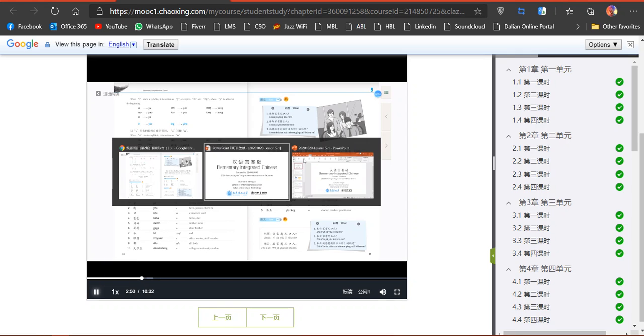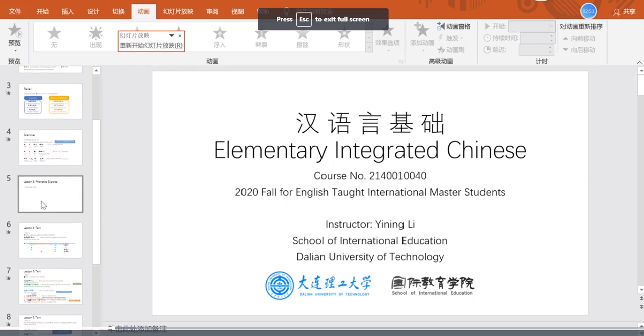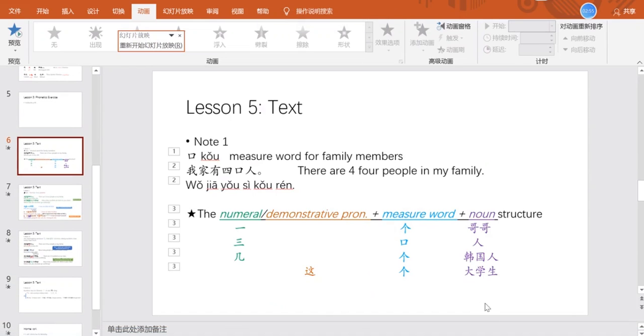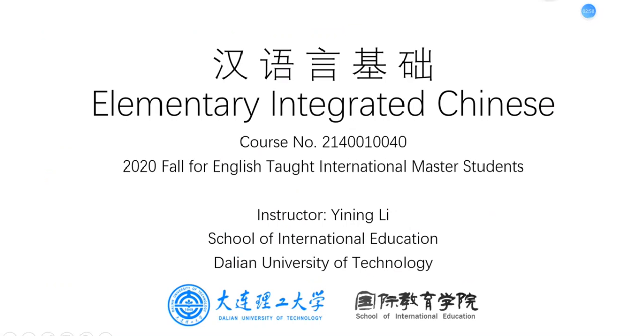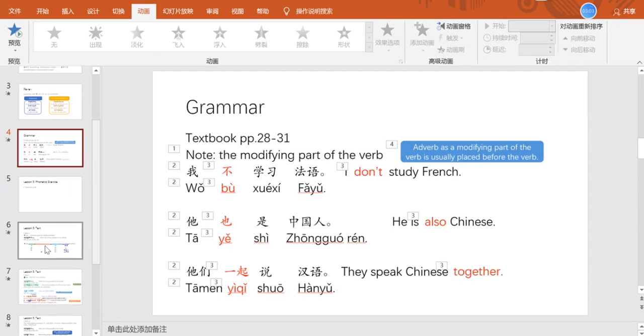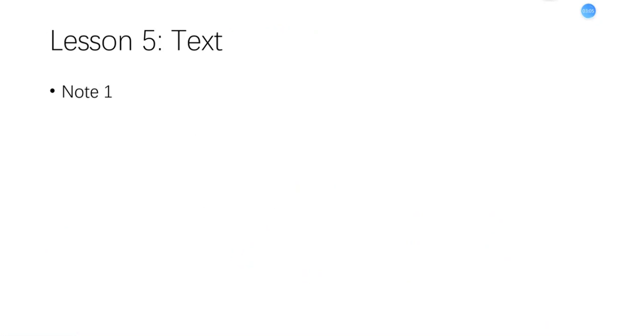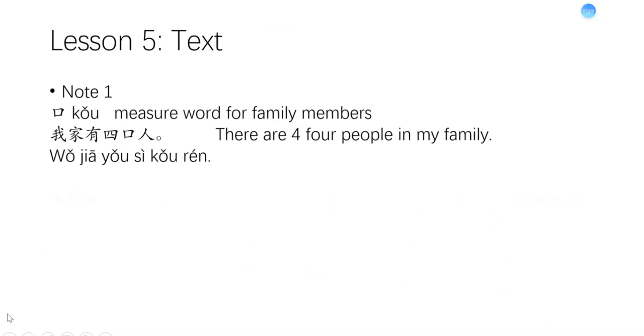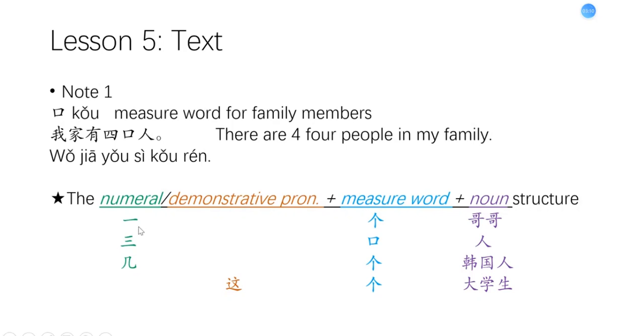And in the last section, we also learned some very basic structures and words in text 1, right? For example, we learned the numeral, measure word and noun structure. In this structure, the measure word in between is indispensable. This measure word is necessary. We have to use it, otherwise it will be grammatically wrong. So don't forget this structure.